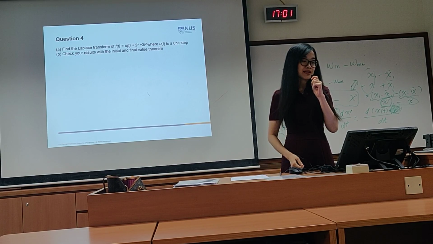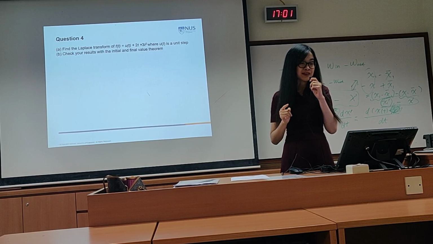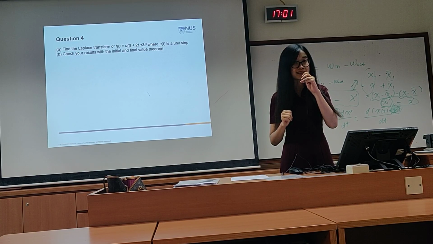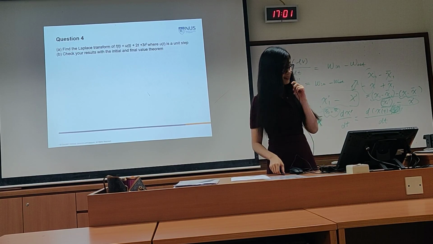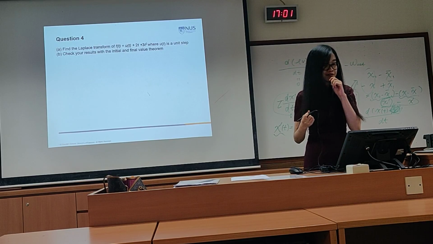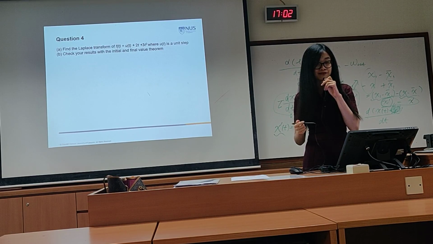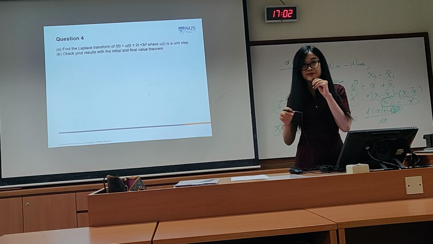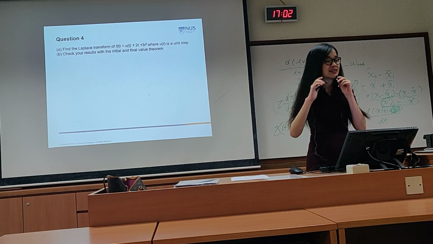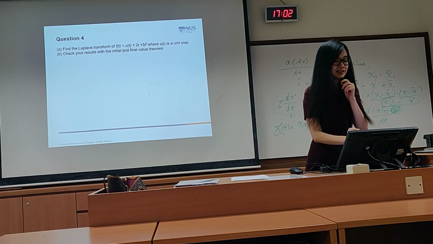To find the Laplace transform of a function given here, f(t) equals u(t) plus 2t plus 3t squared. Here u(t) is a unit step. And secondly, let's check our results with the initial and the final value theorem. So you might have time to think about this already. So let's say we have the u(t) here given to be unit step.